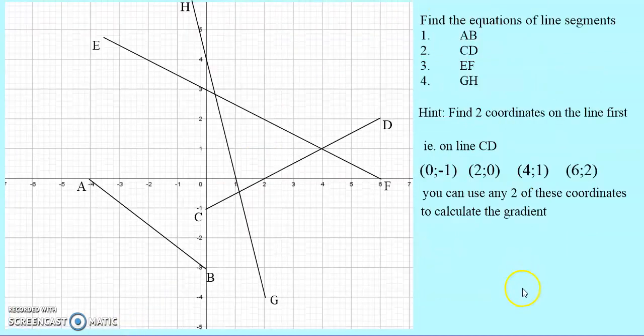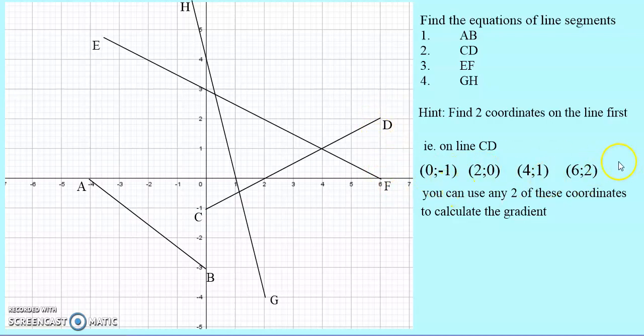Here are a few examples. Find the equation of the following line segments: AB, CD, EF, and GH. I tell you here also the hint. Find 2 coordinates on the line first. For example, on line segment CD, I've got 0 and negative 1. I've got 2 and 0. I also have 4 and 1. And I also have 6 and 2.